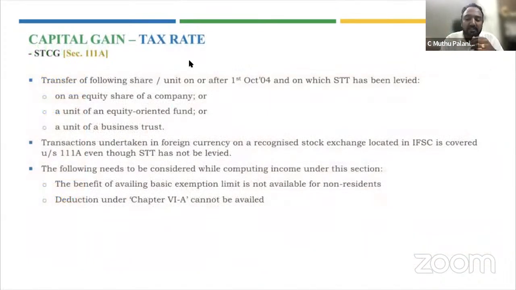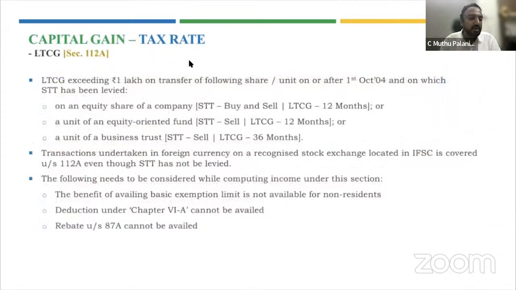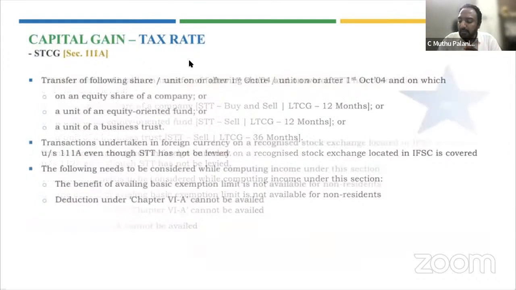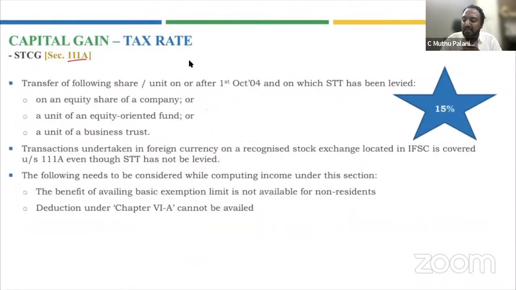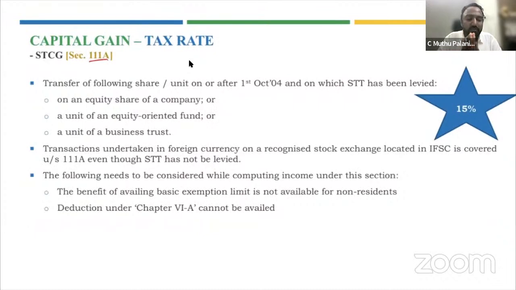So moving on, we'll understand the different tax rates. First, we'll understand short-term capital gain under section 111A. Short-term capital gains under section 111A is basically where it's a listed equity share, or a mutual fund or a business trust, where STT has already been levied. The cutoff date is 1st October. After 1st October 2004, if on an equity share or mutual fund unit or business trust unit STT has been levied, then the tax rate is 15%.